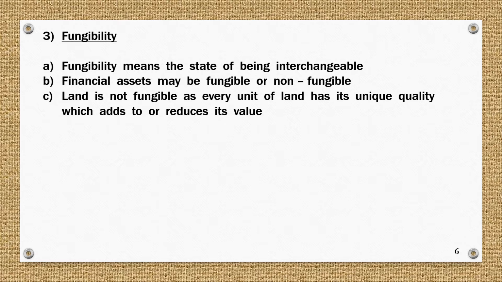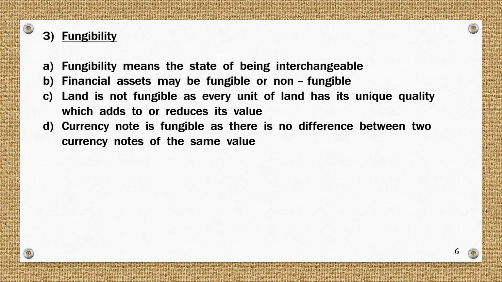Firstly, let us take example of land which is not fungible. The term non-fungible means not interchangeable. We all are aware of the fact that every unit of land has its unique or separate qualities, and it is due to these qualities that either the value of land increases or it reduces. As such, one unit of land cannot be interchanged with another unit of land since both have different values due to their unique qualities.